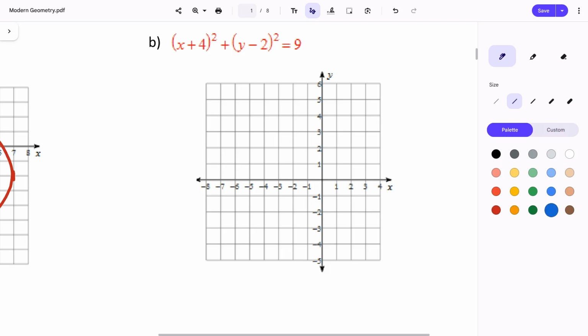So what's your center for B? Good, negative 4, 2. Very good. Make sure you pull opposite signs. And what's the radius? 3. Very good. Make sure you square root the 9.